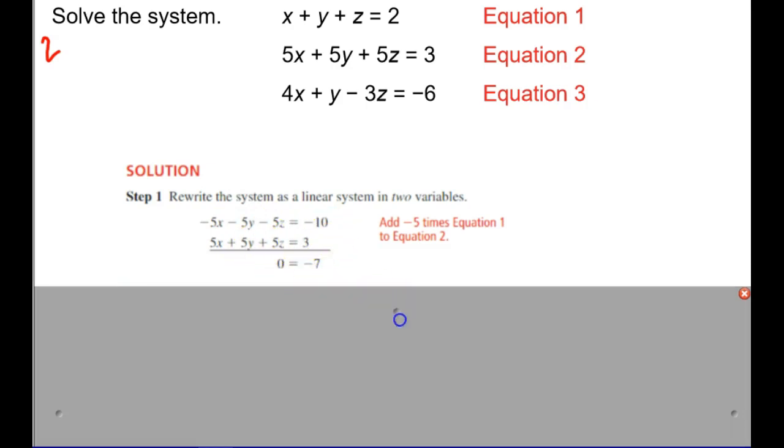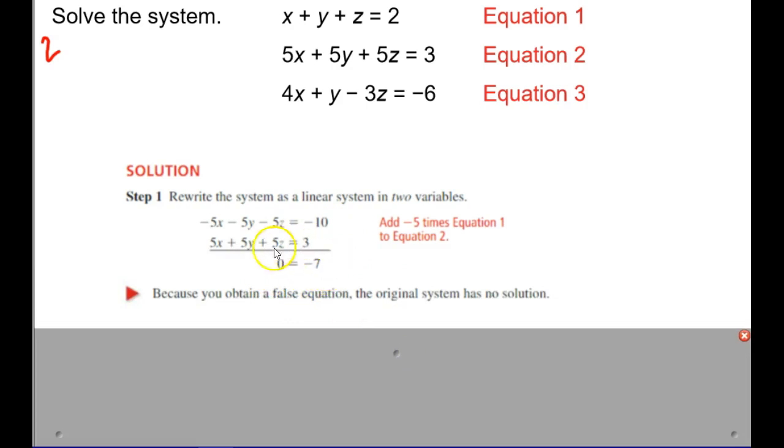0 does not equal negative 7. So because I have that false equation, I don't have to go any further. I can say that this has no solutions, right? And I could do that just because at any point in my equation I ended up with a false equation. It tells me I have no solutions.